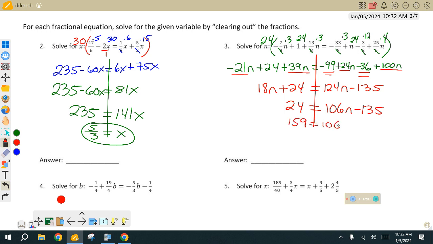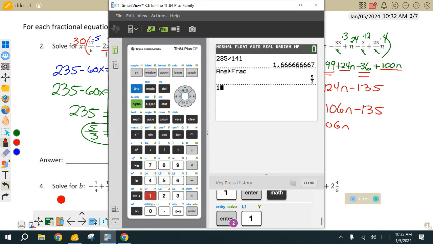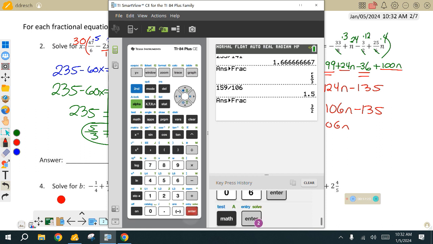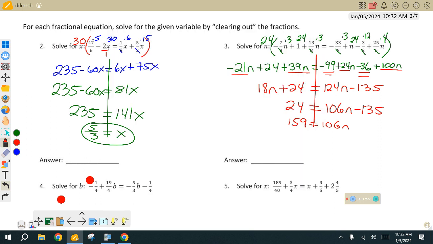And lastly, back to the calculator. That is again not pretty to do, so let the calculator do the work for you. That's actually a fairly nice answer, isn't it? 1.5. 1.5 is what as a fraction? So you should know that in your head. 3 over 2, correct. So 3 over 2.